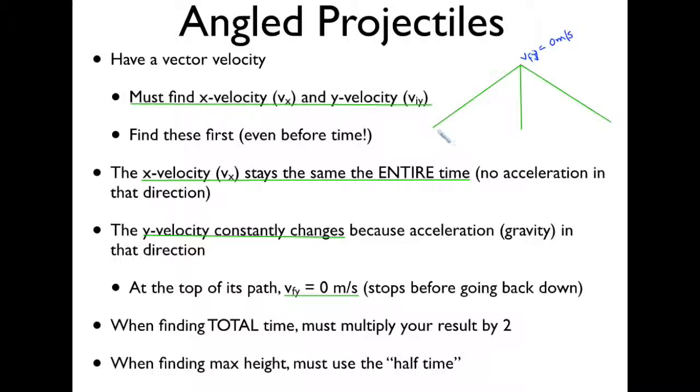And so when we find time, we'll find the time for just this part, and so you'll want to multiply it by 2 in order to get the total time, and that's what I have right here. When finding your total time, you want to multiply your result by 2. But when you want to find the max height, you must use that half time because the max height is right here, which is just 1t, not 2. And so now we'll try and solve an angled projectile problem.